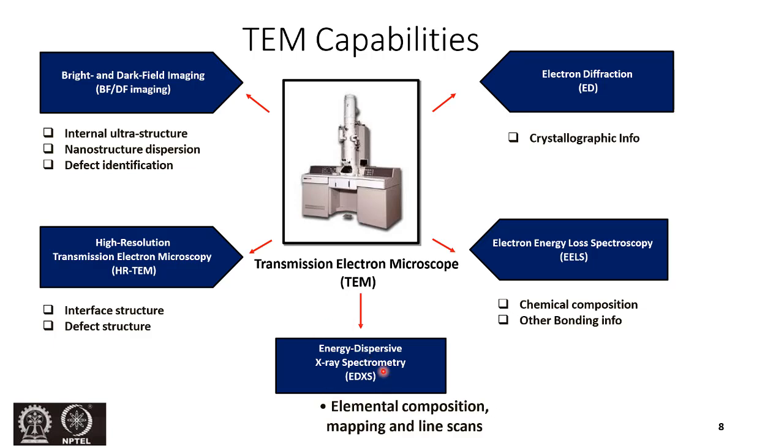Then we also have energy dispersive X-ray spectrometry, similar to the EDS as we have in the SEM. Here also we have the EDX. With the help of that, we can detect the elemental composition of the sample, and mapping and line scanning can be done. And then the diffraction mode, that I already told you, gives information about the crystal structure. And EELS is also there. This is one kind of spectroscopy which gives information about the chemical composition and other bonding information. So that can also be checked with the help of TEM.